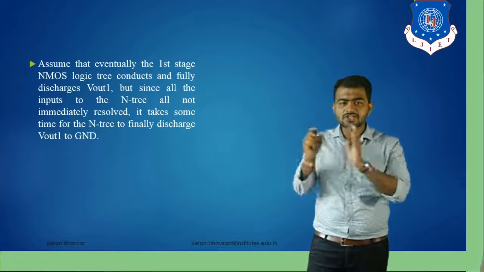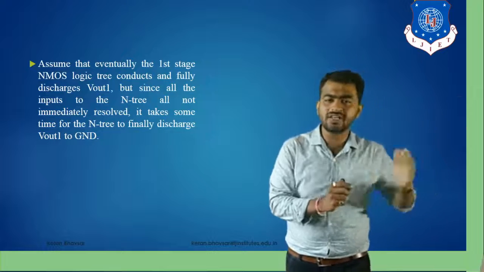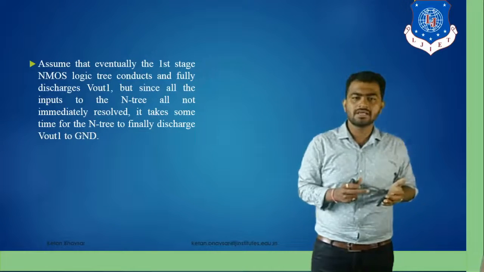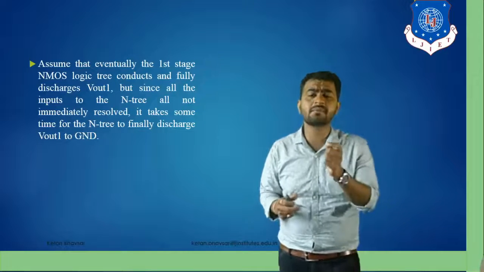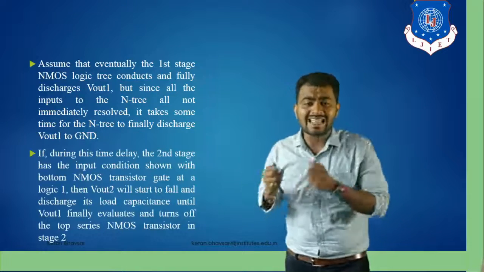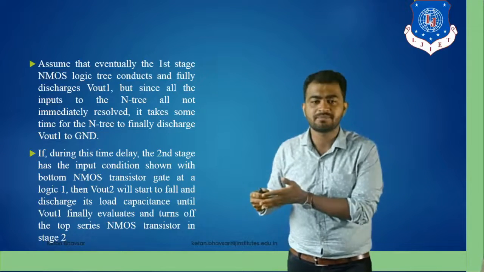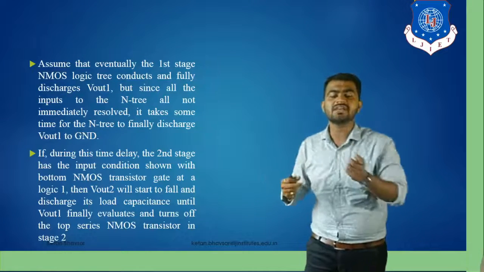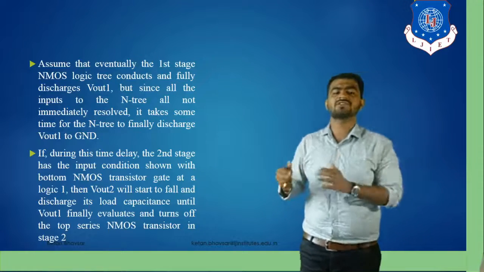Let's go ahead and discuss. Assume that the first stage NMOS logic tree conducts and fully discharges Vout1. But since all the inputs to the AND tree are not immediately resolved, it takes a certain amount of time to finally discharge Vout1 to ground. If during this time delay the second stage has the input condition shown, with the bottom NMOS transistor gate at logic 1, then Vout2 will start to fall and discharge the load capacitance until Vout1 finally turns off the top series NMOS transistor in stage 2.